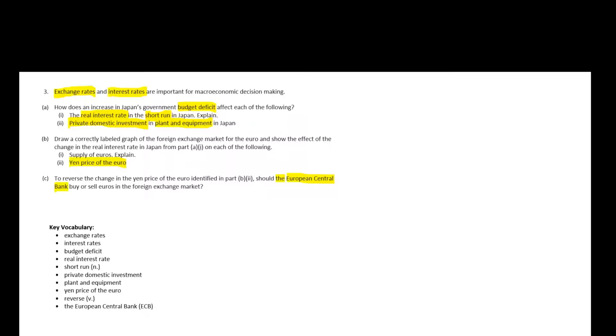Let's move on to part A. So how does an increase in Japan's government budget deficit affect each of the following? All right, so let's look at budget deficit. So a budget deficit means you are spending more than you collect in taxes. So the government is spending more, for example, on goods and services. This would be the G in your GDP calculation. Perhaps they're building more bridges, hiring more teachers, or whatever.